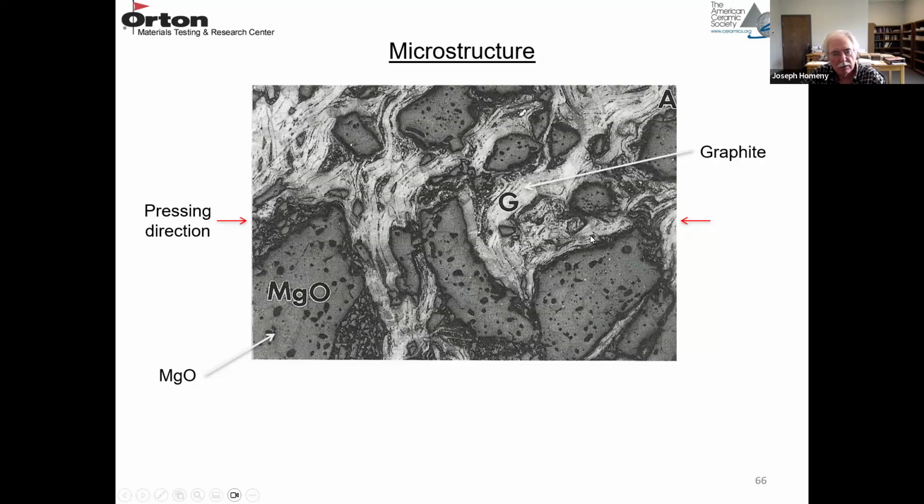And the red arrows indicate the pressing direction. So they tend to align somewhat. They tend to align perpendicular to this horizontal pressing direction. So you can see there's some vertical alignment taking place of the graphite flakes. So when that happens, properties become anisotropic.